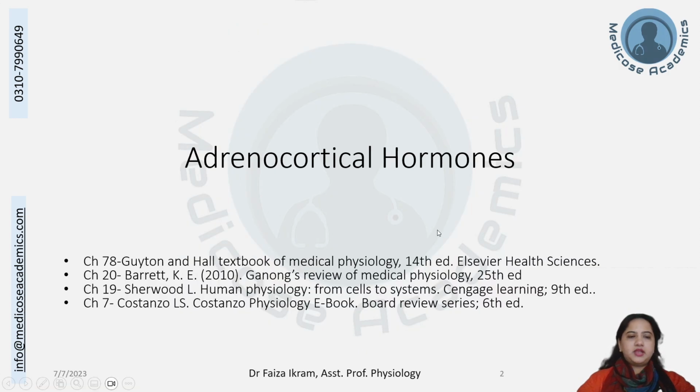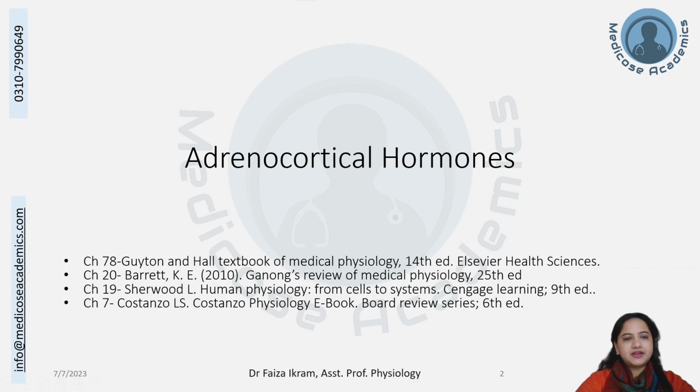To cover this topic, I will be using references majorly from the Guyton, chapter number 78, and also a few references from Ganong, Sherwood, and BRS Physiology. So let's begin our discussion of adrenocortical hormones. To review your previous sessions, we have covered the general endocrinology, pituitary hormone, and thyroid hormones. Today we are going to discuss the adrenocortical hormones.